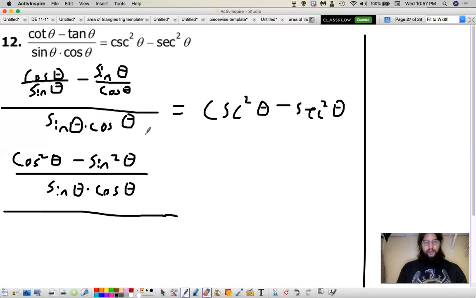Over a big division bar right here, sine of theta, cosine of theta. I'm dealing with fractions, so make it a fraction. Root over 1. That's equal to this stuff over here. Not messing with you.